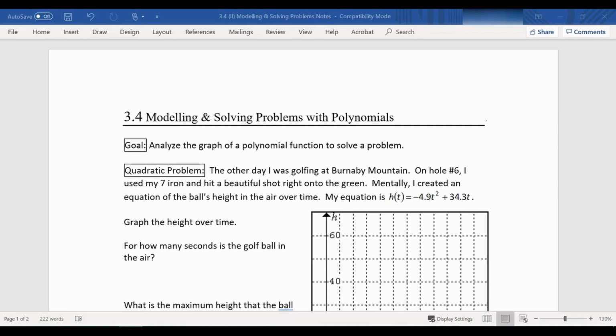So our first problem, we're going to deal with a quadratic, and then we're going to look at a cubic and then a quartic. So the quadratic problems should be a review. You've done these in Math 11, but we will go through one anyways, because for some of you, it might have been over a year since you've looked at these types of problems.